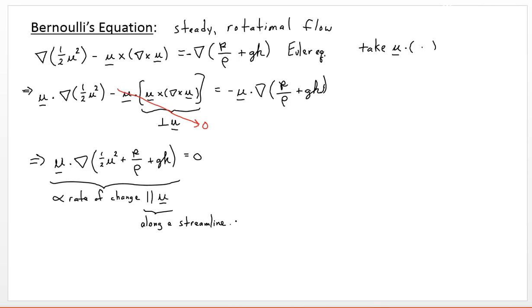So what we found here is that for steady rotational flow, 1/2 u squared plus the pressure divided by the density plus g times h is constant along a streamline.